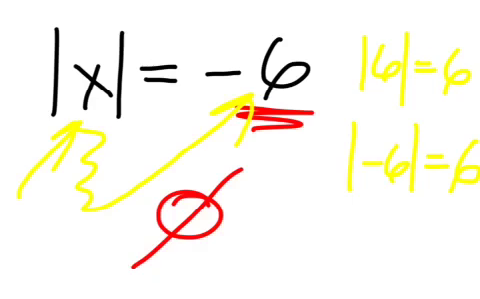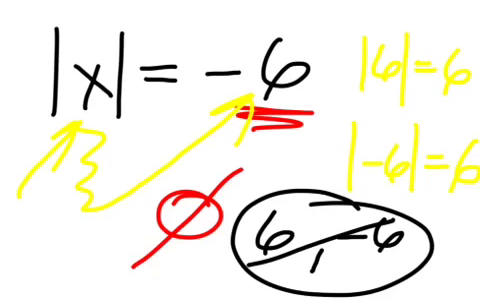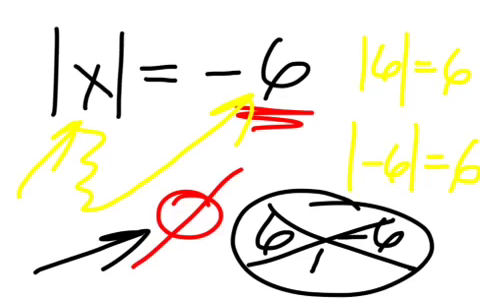A common mistake on this is to go ahead and try to work it out and come up with two different answers. And you might have 6 or negative 6. There we go. You could have 6 or negative 6, but that's not going to be right. The answer is nothing, empty set.